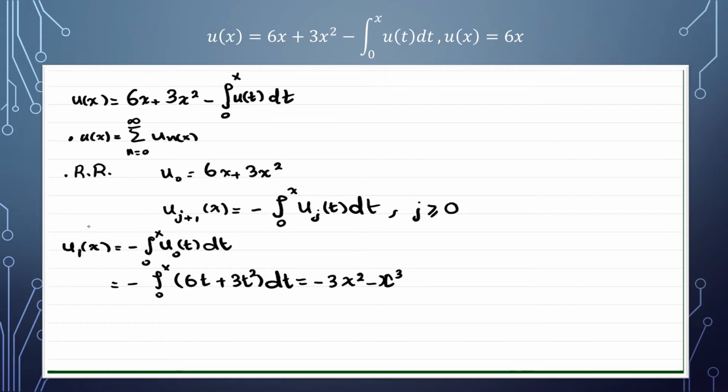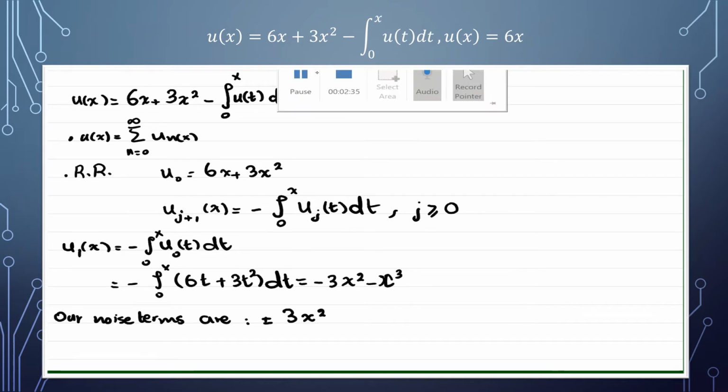Okay, now let's see if there are noise terms or not. As we can see, there are noise terms, so we'll write here our noise terms are plus and minus 3x squared, because if we add u0 of x and u1 of x, so if we add u1 plus u0, this term will vanish, okay? Or these terms will vanish.